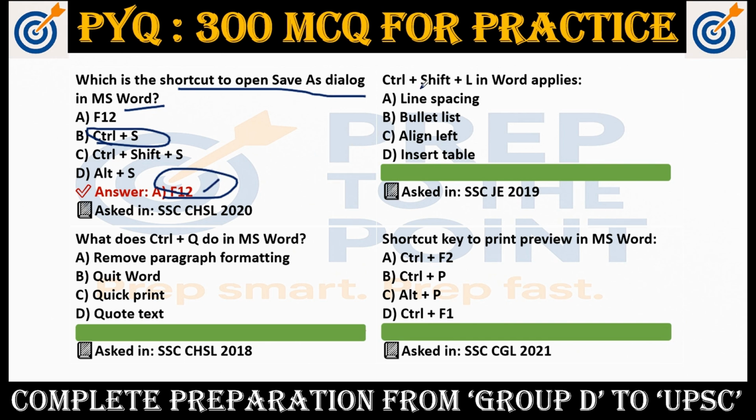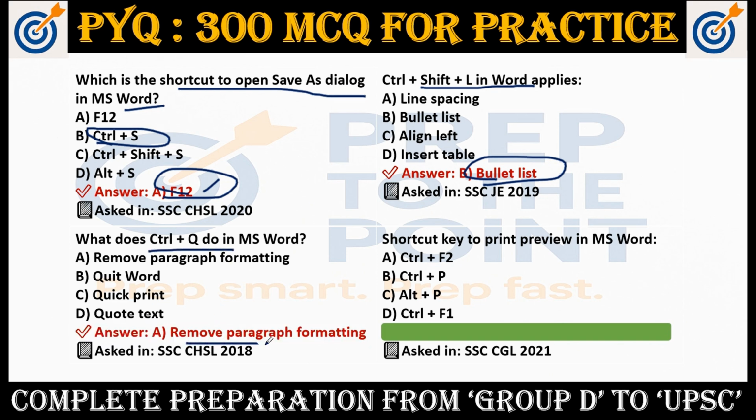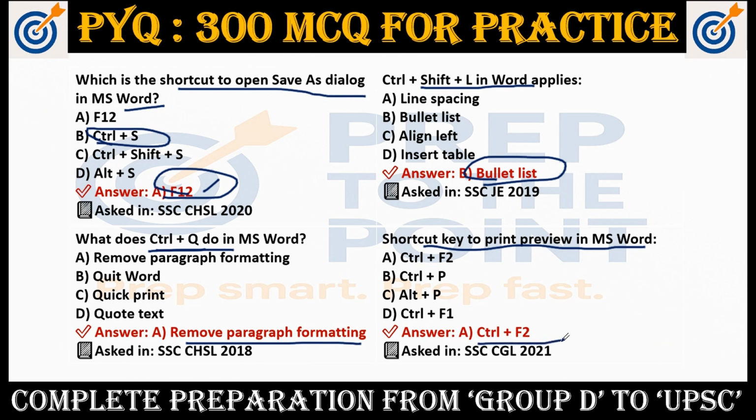Control plus Shift plus L. Control Shift L in Word applies bullet list. Control Shift L bullet list. Control plus Q in MS Word. Remove paragraph formatting. Control Q remove paragraph formatting. Shortcut key to print preview. Control plus F2. Control F2 to print preview.